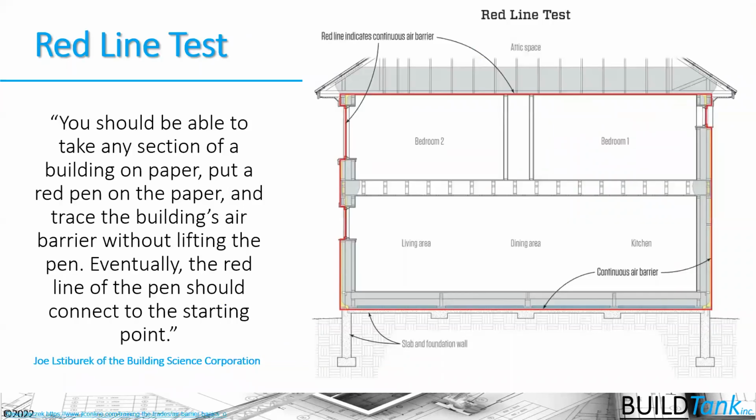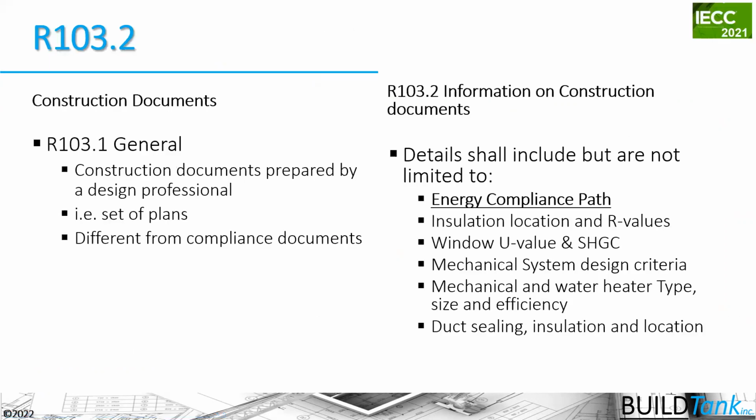So this part of the code is asking us to basically do this red line test. Put your pencil to paper and draw a continuous line around your building thermal envelope in several sectional drawings. And if your pen has to come off the paper, that's an area that is probably going to be an issue in ensuring that you're going to have that continuity of your building thermal envelope, which is a requirement of the code here.